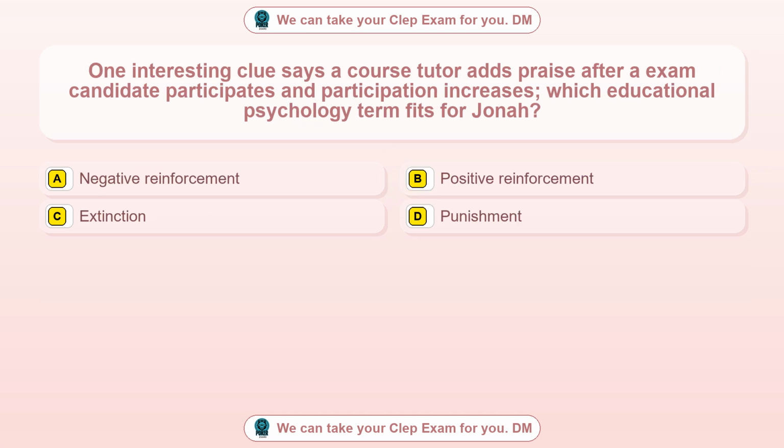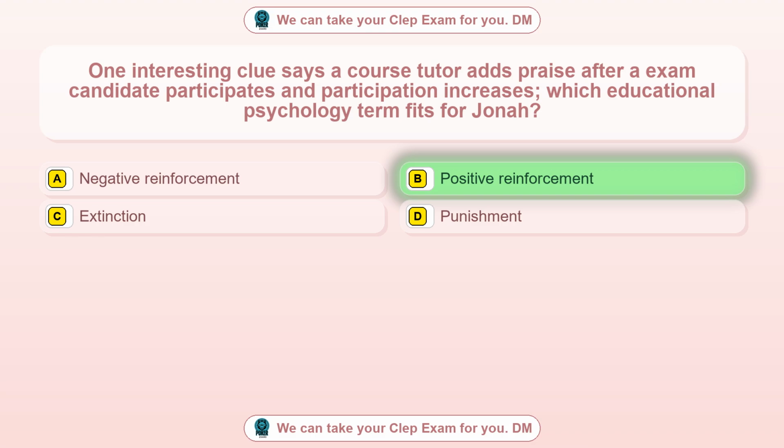Question 2. One interesting clue says a course tutor adds praise after an exam candidate participates and participation increases. Which educational psychology term fits for Jonah? Option A, negative reinforcement. Option B, positive reinforcement. Option C, extinction. Option D, punishment. The correct answer is option B.